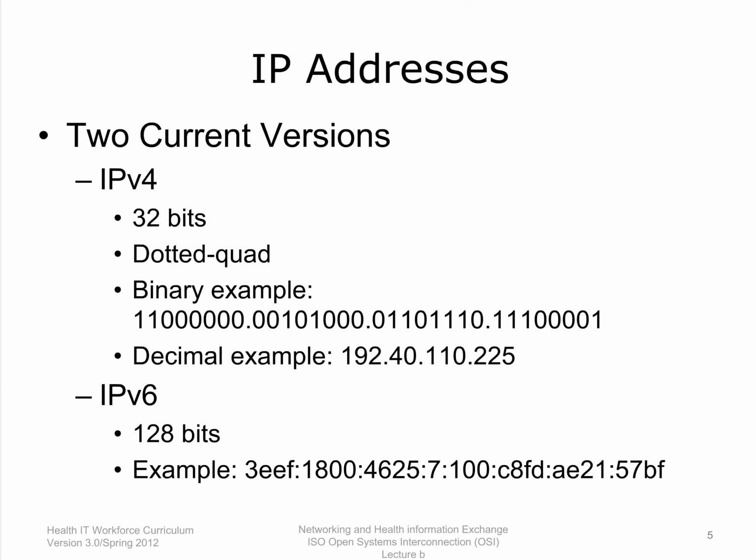11000000.00101000.01101110.11100001. If we convert the binary to decimal, the address would be 192.40.110.225. The IPv4 examples shown in the rest of the presentation are in decimal format because they are easier for us to deal with. An example of an IPv6 address would be 3EEF:7:180:7:7-7-7-AE21:57BF. IPv6 addresses use the hexadecimal number system.